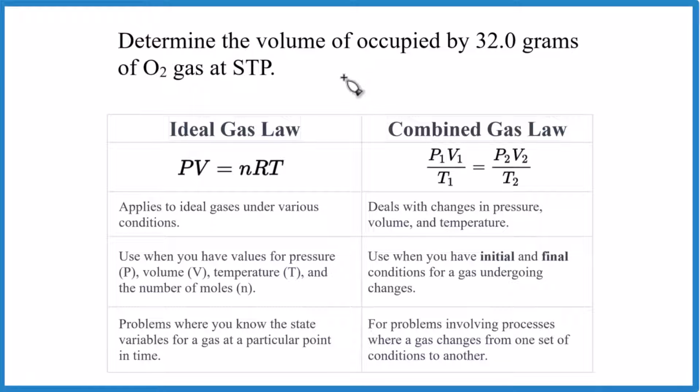In this gas law problem, we're trying to find the volume occupied by 32.0 grams of oxygen gas, and it's at STP. What we need to realize is STP, that's standard temperature and pressure. So the temperature is going to be 273.15 Kelvin, and the pressure is going to be 1 atm. So we have that information.